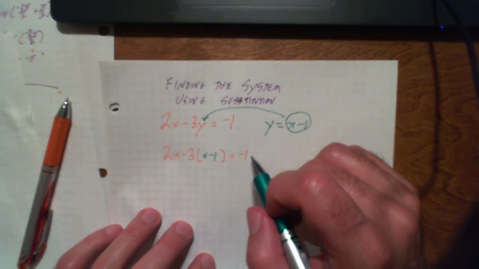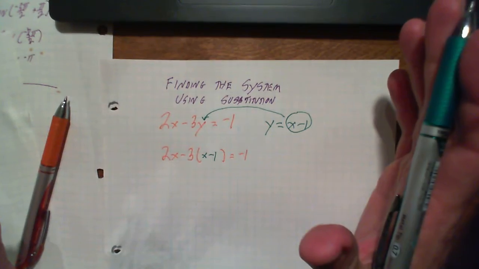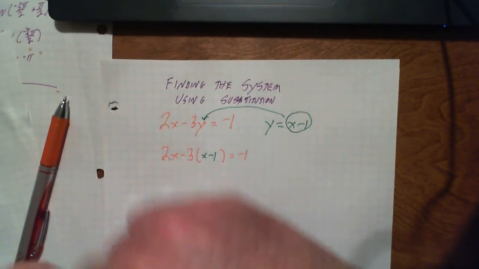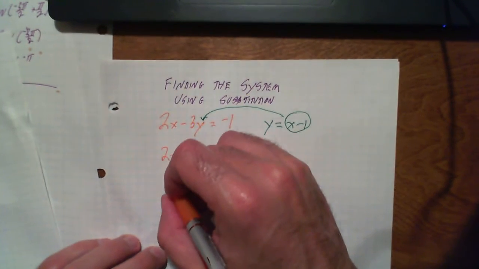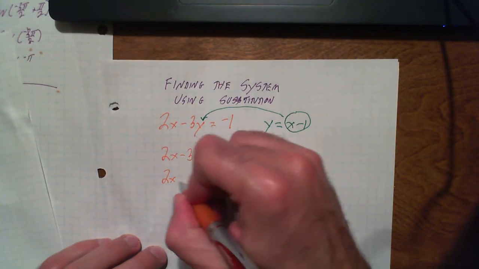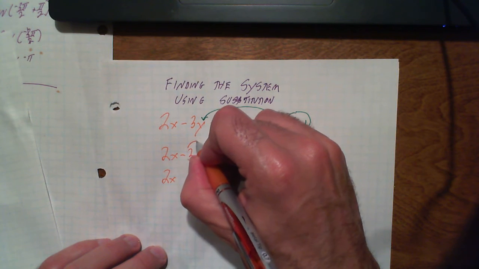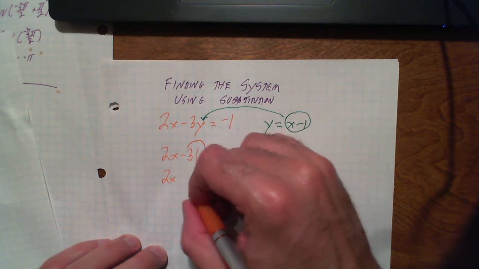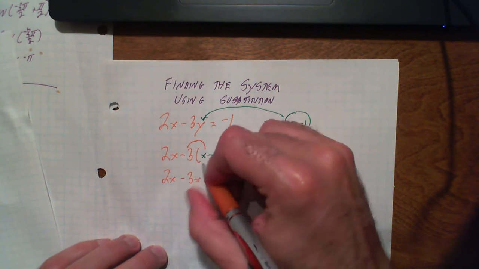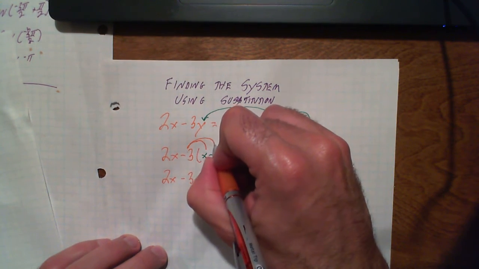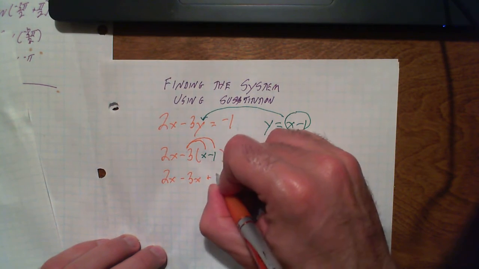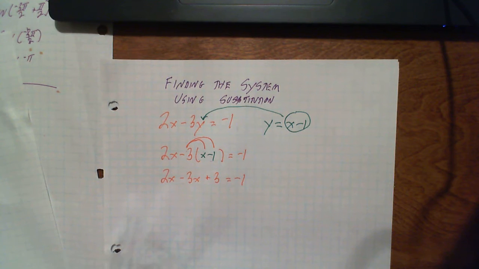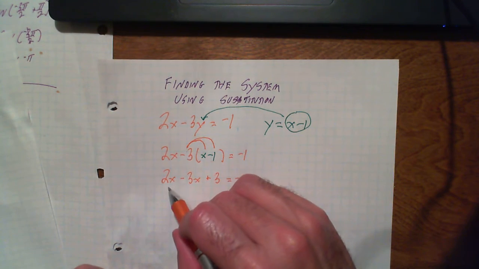And let's go ahead and solve this thing. Now this looks like an ugly problem. It's not that bad though. Let's do what we can do. Watch this, step by step. 2x is 2x, no problem. Negative 3 times x minus 1. I have to use the distributive property. Negative 3 times x is negative 3x. Negative 3 times negative 1 is positive 3, equals negative 1. That wasn't so bad.